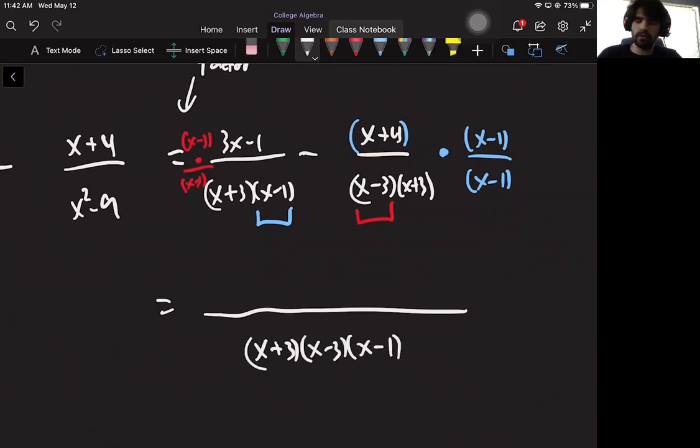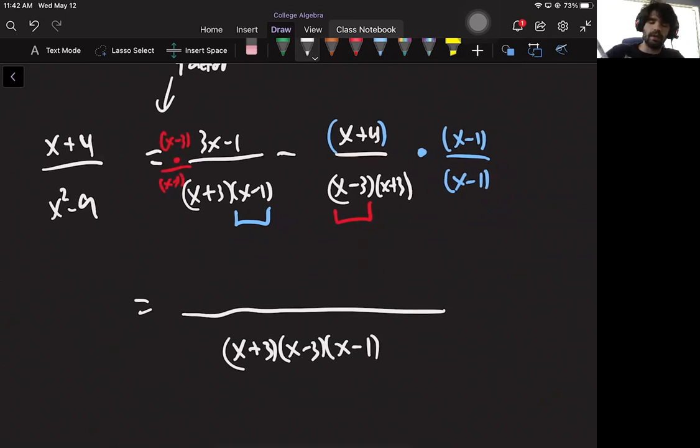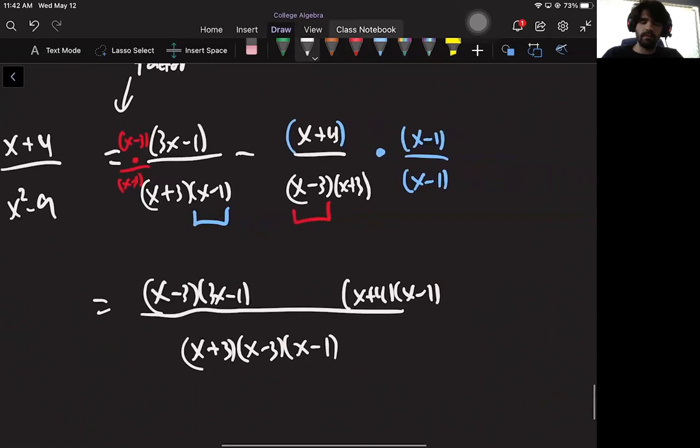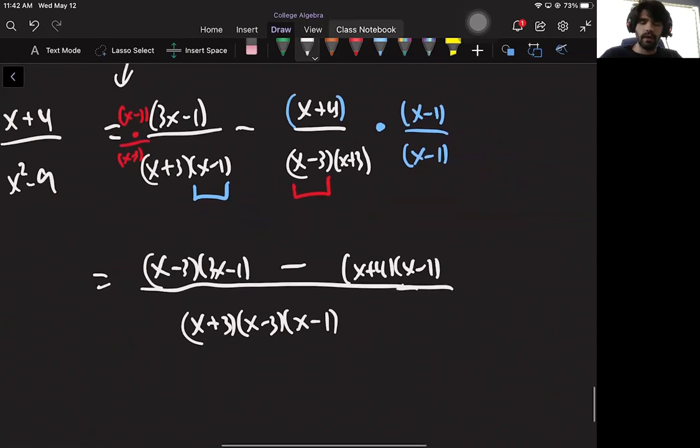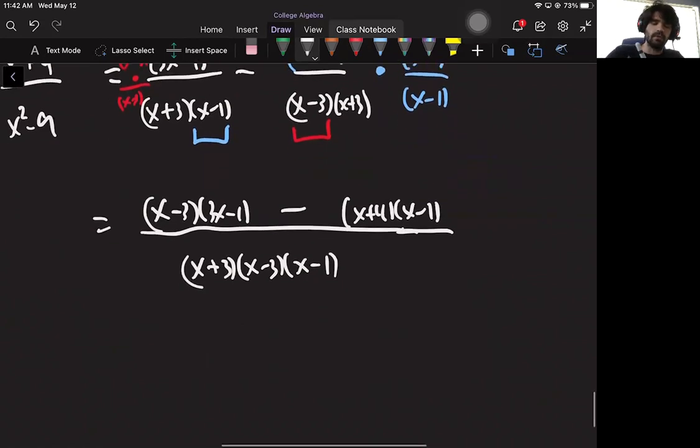They have these three things multiplied together as their denominator, so I can put them together. And then on the top, on the left, I have x minus 3 times 3x minus 1. And on the top on the other side, I have x plus 4 times x minus 1. And now the only difference from last time is that I have a minus in between these two instead of a plus. And that's going to have to distribute at some point.